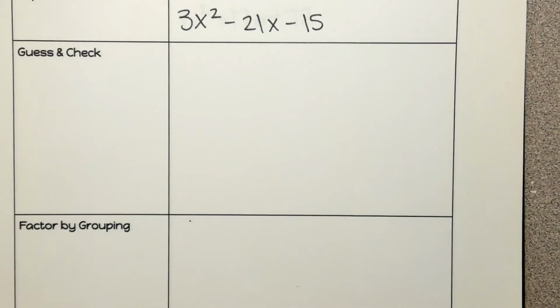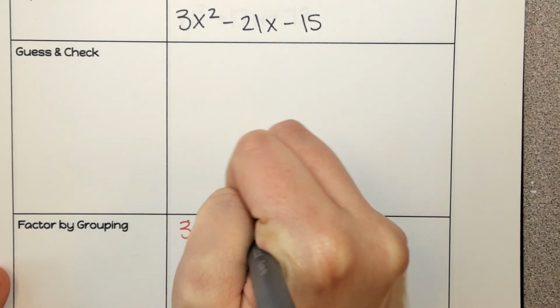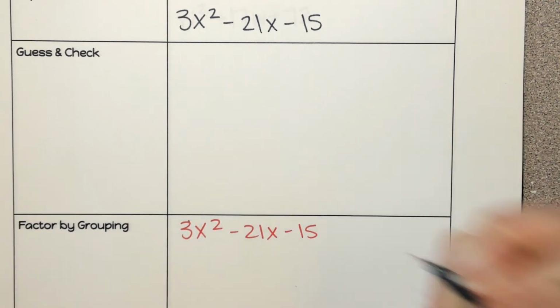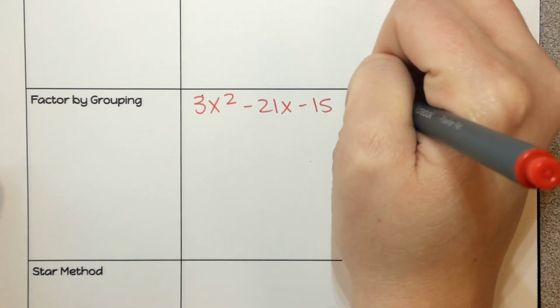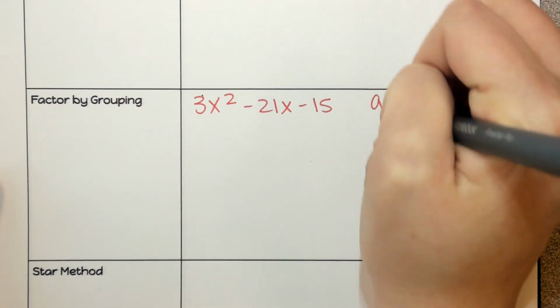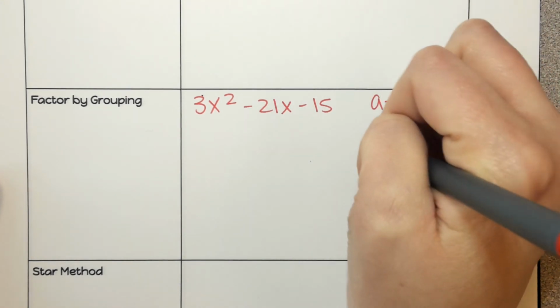Okay, here's our next example. 3x squared minus 21x minus 15. All right, so I'm going to use factor by grouping on this one. Okay, so I'll come down here. So 3x squared minus 21x minus 15. So for factor by grouping, I need to know A is 3, B is negative 21, and C.